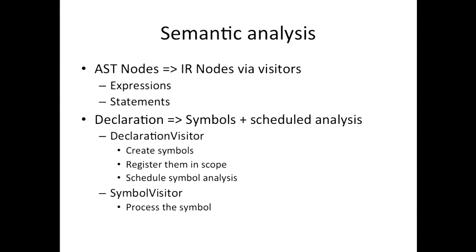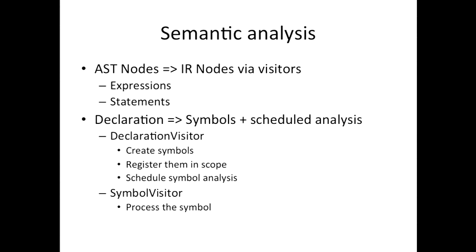So, semantic analysis, that is the meat of the stuff. That is the most important part. You have AST nodes and you want to transform them into intermediate representation nodes. This is fairly simple for expressions and statements. For expressions and statements, you just take the node, analyze it, and output another node that corresponds. For symbols, this is a bit more complicated because there is the scheduler that is involved.